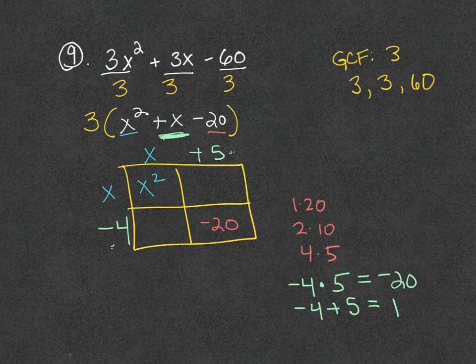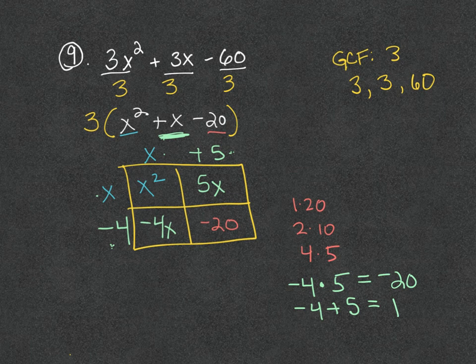And so now I'm going to multiply negative 4 times x, negative 4x, x times 5, 5x. Then I'm going to check. Let's see, this is x squared. There we go. When I combine negative 4x and 5x, that will give me 1x. And there's my negative 20.